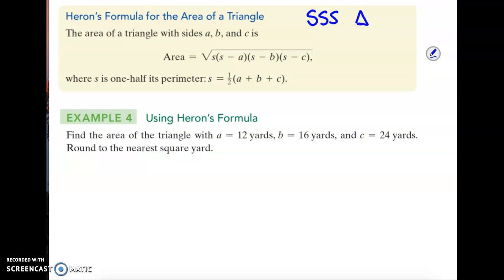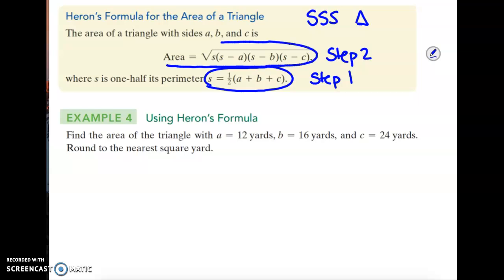So the formula you're going to do, step 1 is you're going to find the S value. So you're going to add up the perimeter, the A, B, and C, the distance around the triangle, and then multiply it by 1/2. And then this is going to be your step 2. You're going to substitute it into this area formula.